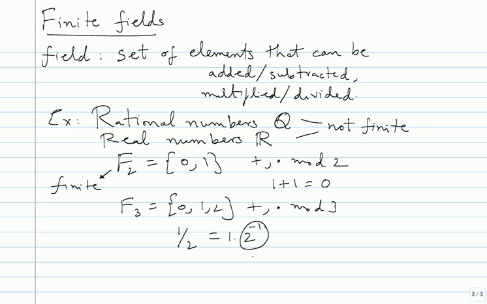I'll define it later. This is how I'll define multiplication. This is how I'll define division. Right now it's not very clear. We'll come to it soon enough. What about subtraction? What is 1 minus 2?